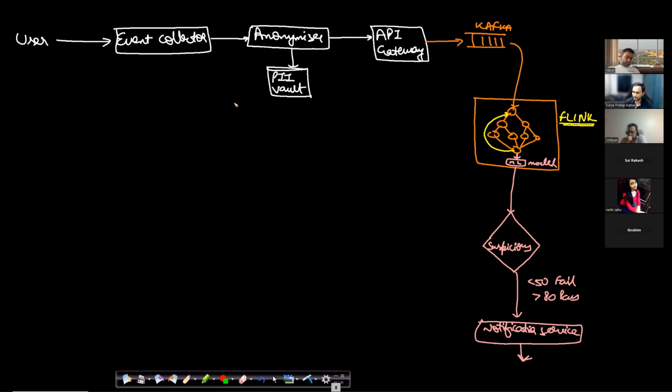More than 99% of transactions will go in this flow, because your ML model is already quite good, right? Only when the confidence score falls between 50 and 80 does there have to be some separate flow. And what should that flow be?